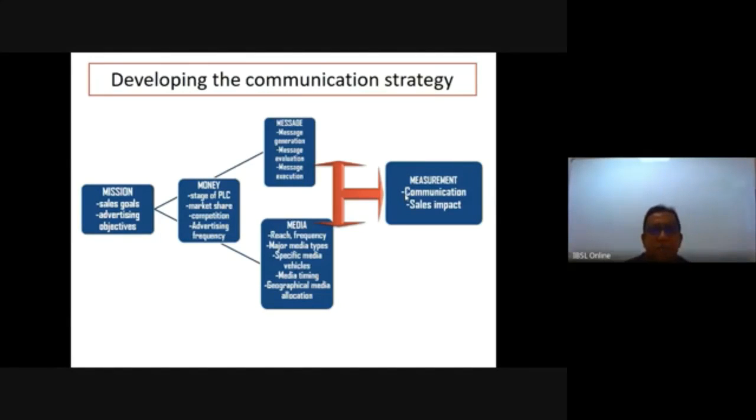Developing the communication strategy. Now, when you want to communicate something to a customer, remember there are several things to be taken into consideration. They all start with M. So there are 5 M's we are talking of: the mission, the money, message, media, and measurement. So at the start you have as your mission your sales objectives and advertising objectives. That's what you begin with, no? So what is your, so you are spending money.